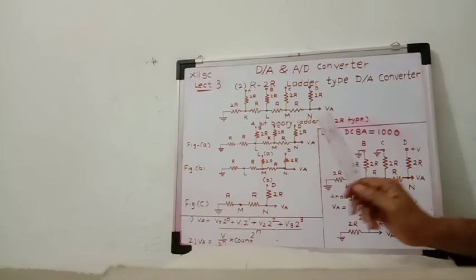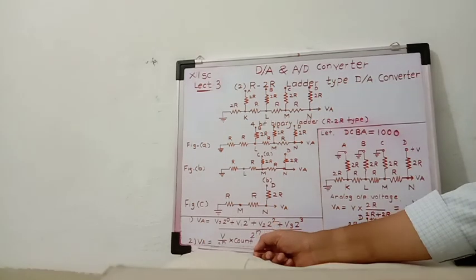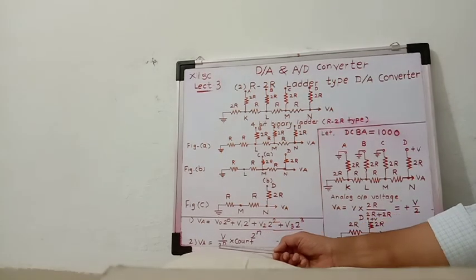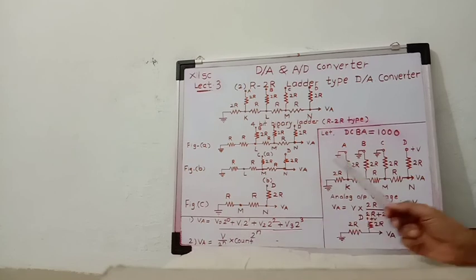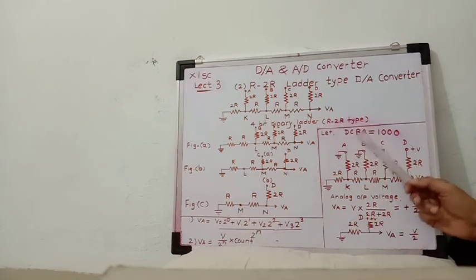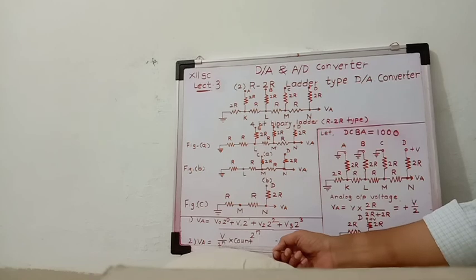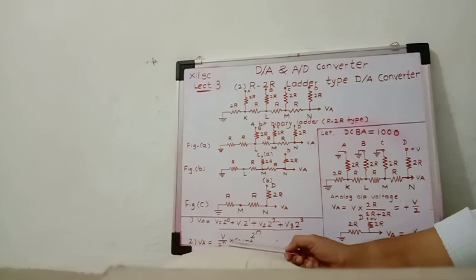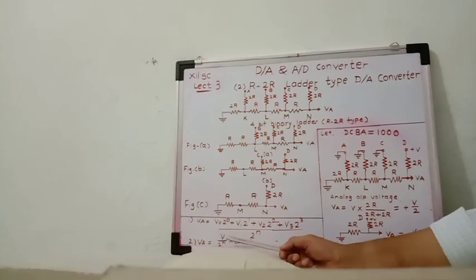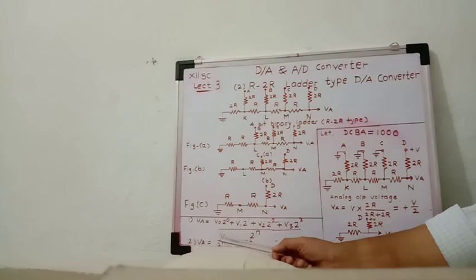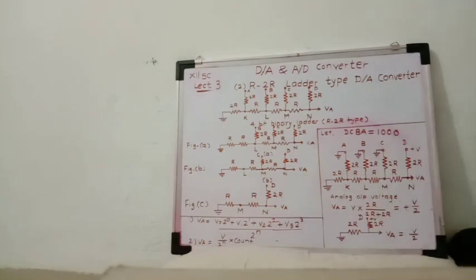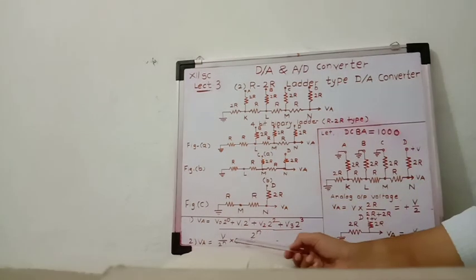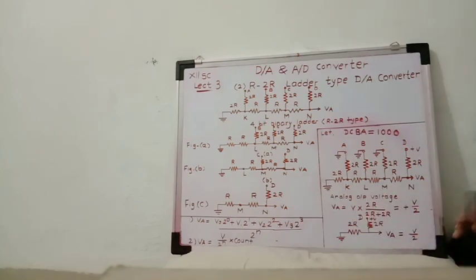This can also be solved by using this formula: VA is equal to V upon 2 raised to n, where n is the number of bits. There are 4 bits, 1, 2, 3, 4. So V upon 2 raised to 4, which is 16. So V upon 16 into count. Count is 1, 2, 4, 8, so count is 8. So 8 upon 16 is one half, into V, that is V upon 2. So VA is equal to V upon 2.